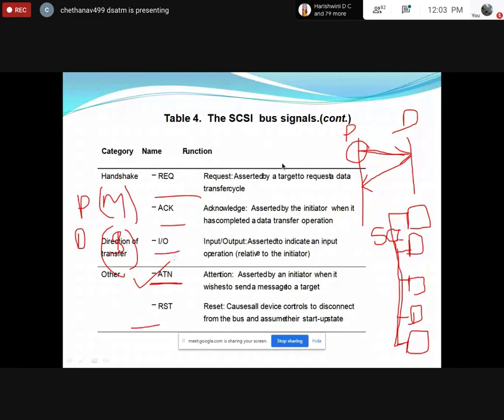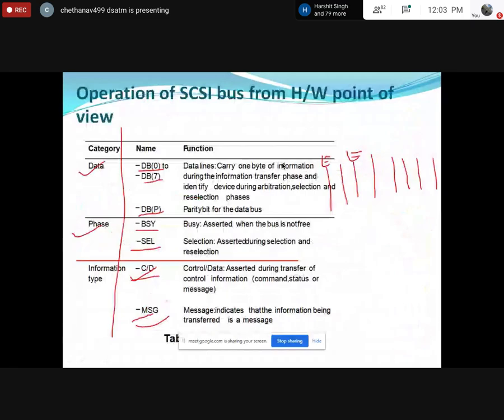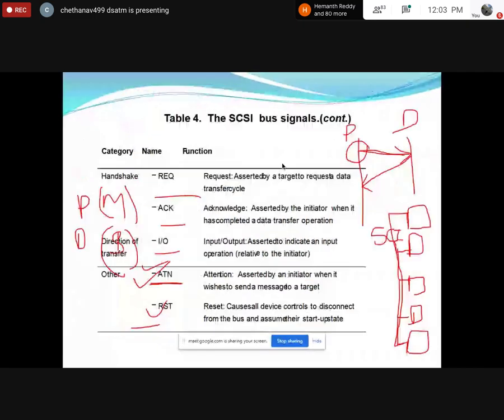So this you have to remember. Suppose in the exam they ask you to explain the SCSI bus with the signals in detail. You have to take all these categories of signals and explain them along with this diagram. That's the main thing.